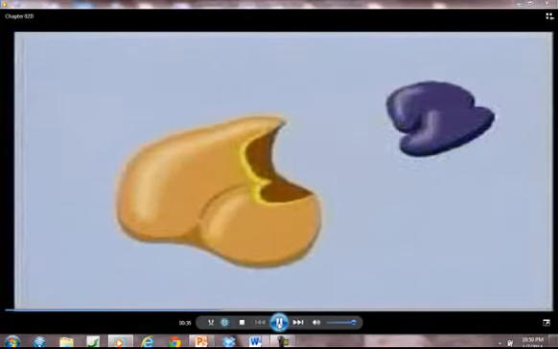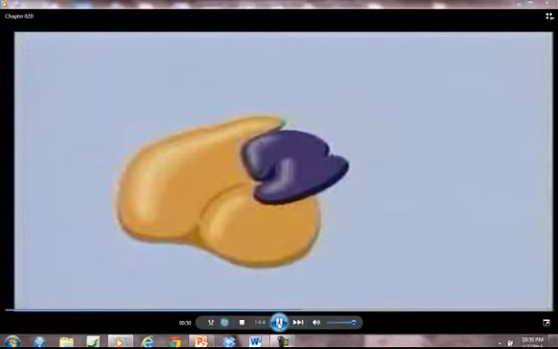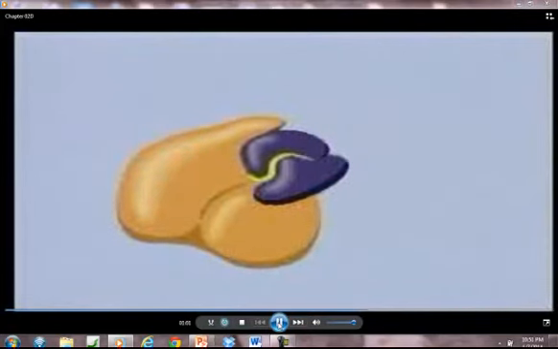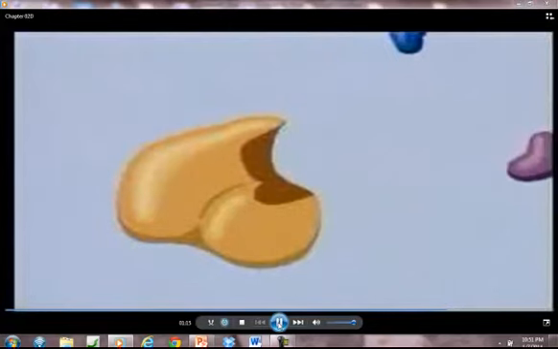Notice the shape of the substrate and the active site. They fit each other like a lock and key. In general, each enzyme's active site can fit only one kind of substrate, and so can speed up only one kind of reaction. When a substrate binds to the active site, an enzyme-substrate complex is formed. A slight change in the shape of the substrate weakens a chemical bond. This weak bond is easily broken, splitting the substrate into two pieces. The pieces, now referred to as products, detach from the enzyme.